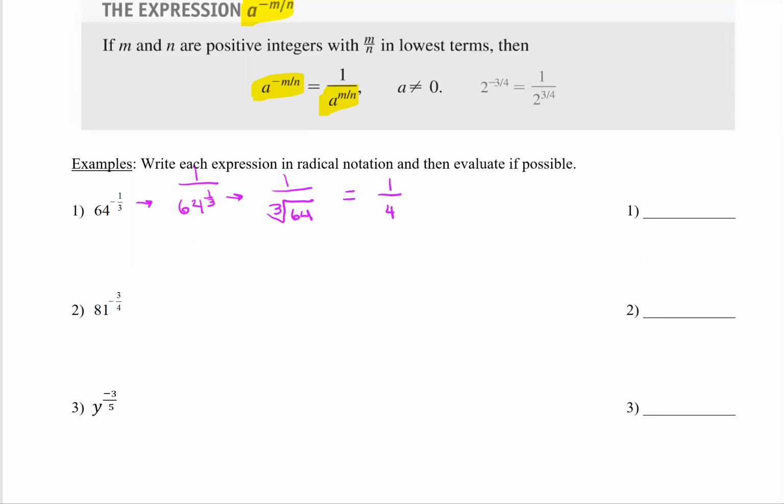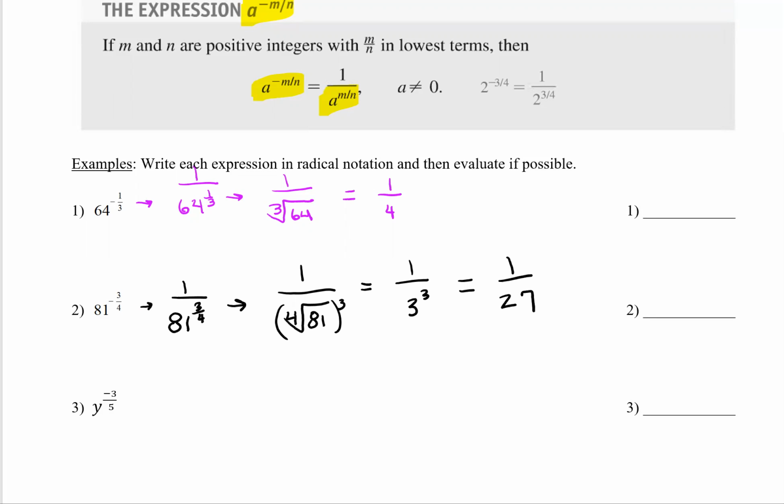Number 2, we will rewrite this with a positive exponent, and then we will evaluate this. 1 over the 4th root of 81 cubed. The 4th root of 81 is 3. So we're going to evaluate 1 over 3 cubed, which is 1 over 27.